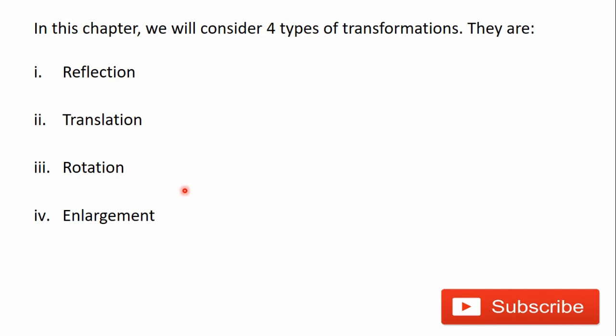As I've already said, in the next video and the subsequent ones, we are going to solve likely examination questions involving these 4 types of transformations.